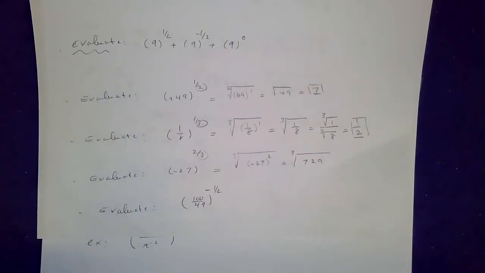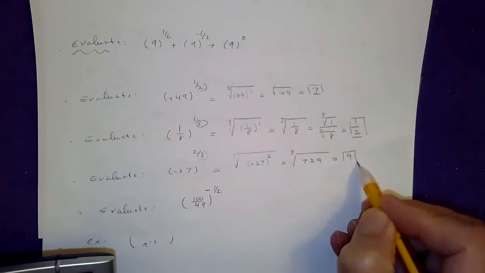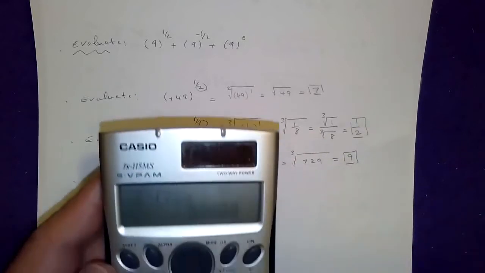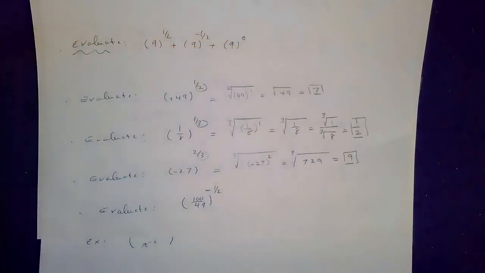729. Is that right? But now you take the cube root of that number. Well, what did I say? 729. The answer is 9. There you go. See what I did right here? Cube root of 729.